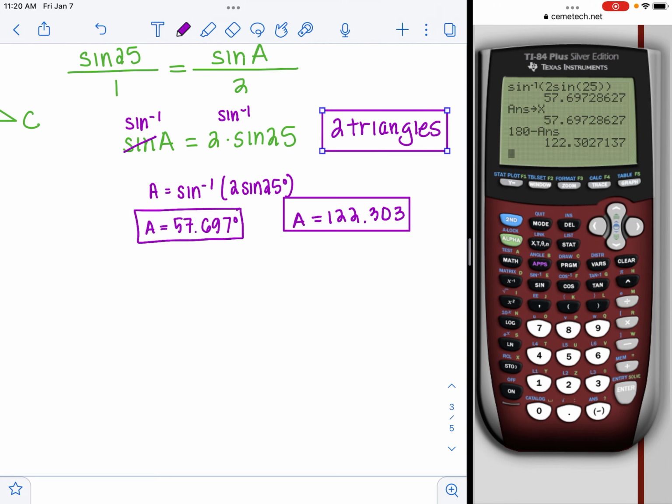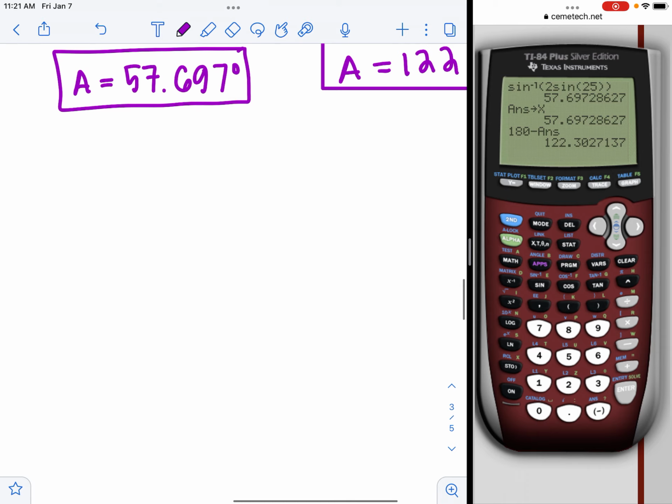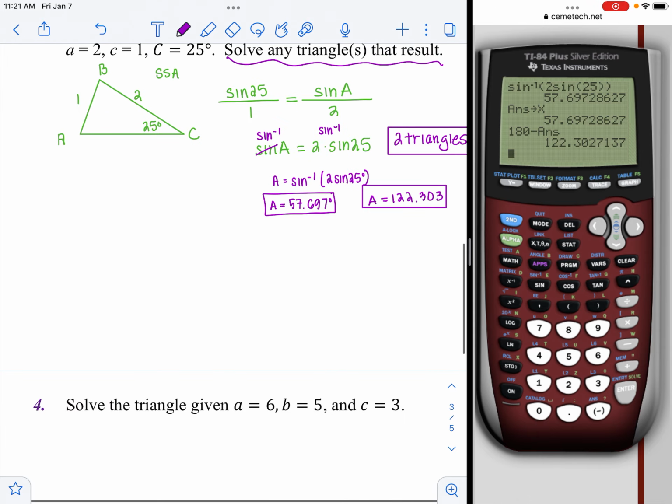So I'll box that. And now I'm going to go find the other side and the other angle for both triangles, because it says solve any triangles that result. Okay? All right, so I'll start with my first triangle. I went back here. So I need that 57.967, which is stored as X, which is good. And I'm going to put the 57.967 here just to think through it, and I can erase it when I'm done and fill it with the 122.303, or I can draw another triangle if it helps. 57, my bad.